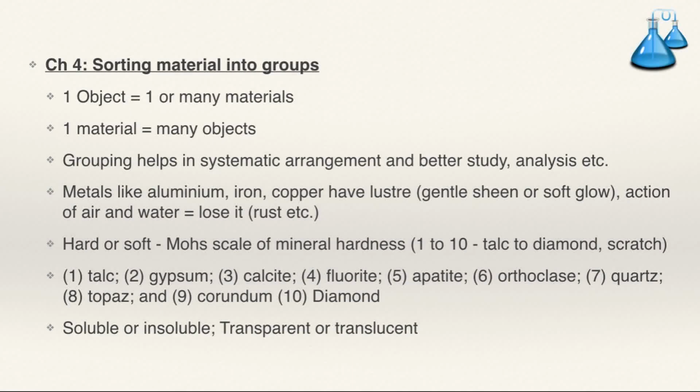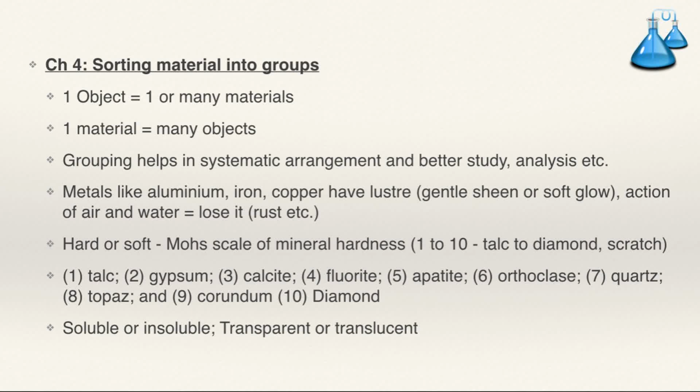Now chapter 4 deals with sorting materials into groups, where one object can be made of one or many materials, and similarly one material can form many objects. For example, the same iron can form a roof, and the same iron can form cars. And one object can be made up of one or more materials. For example, steel is made up of iron, it has a bit of carbon also, magnesium, there are a lot of alloys.